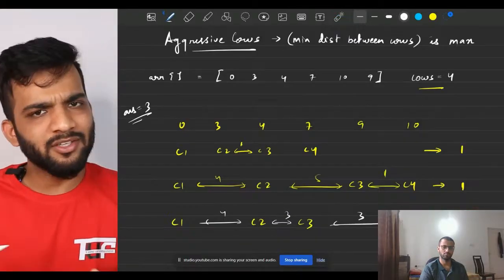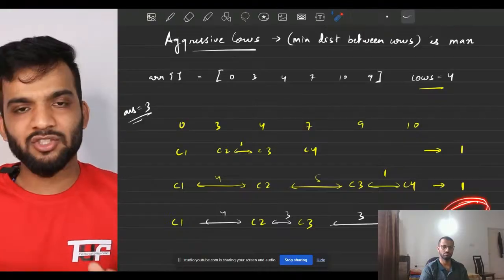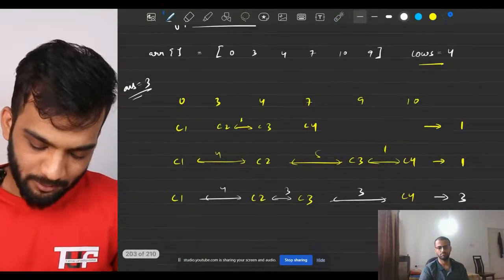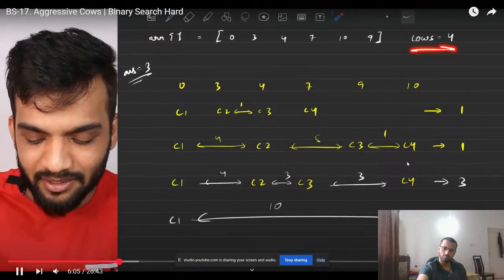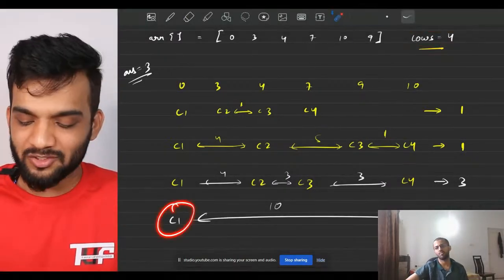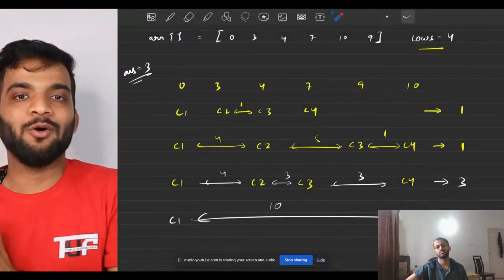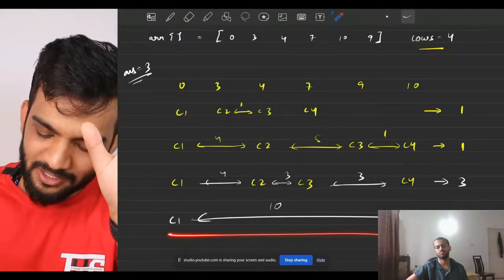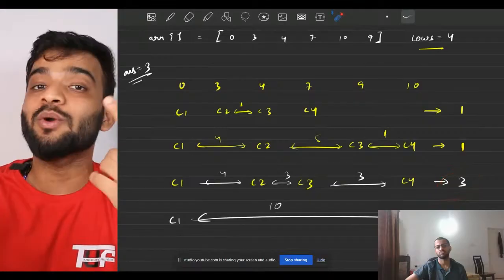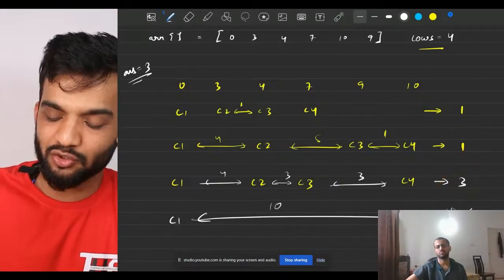You can try out other configurations as well. You will not be able to manage more than 3. Like you can also try something like placing a C1 here and you will say this. But the question is clearly stating there are 4 cows. You cannot get away by putting just 2 cows. You have to put 4 cows, exactly 4 cows, not more, not less. In placing 4 cows, whatever minimum you get, that is what you consider. So this is not a valid configuration.